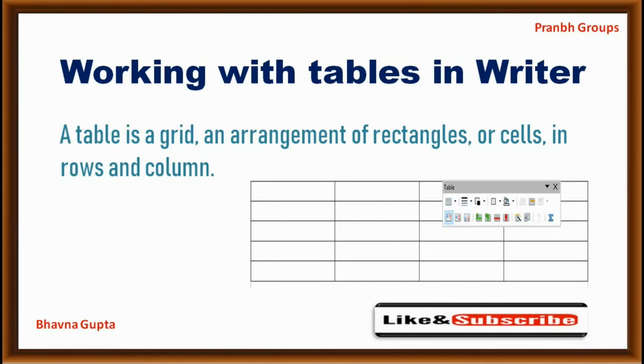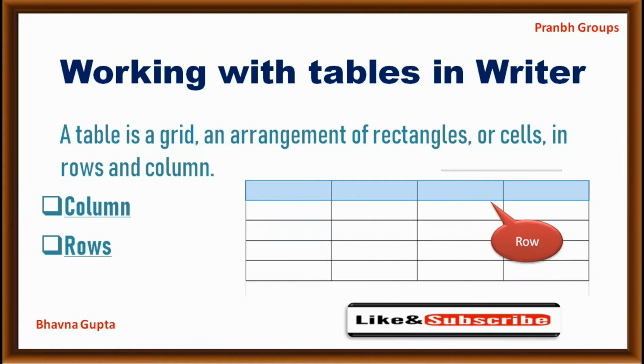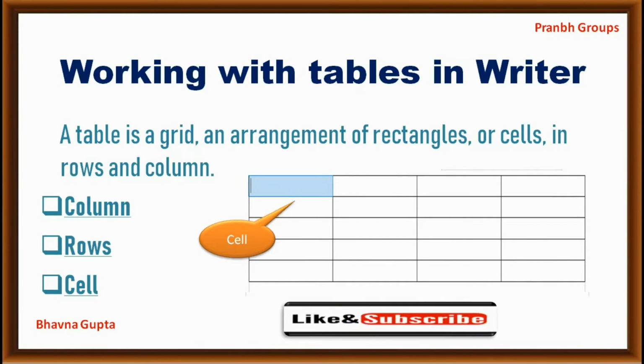There are three terms. First one is a column. A column is a grouping of cells that run from top to bottom of a page. The second keyword is a row. A row is a grouping of cells that run from left to right of the page. And the third keyword is a cell. The intersection between a row and column is a cell.